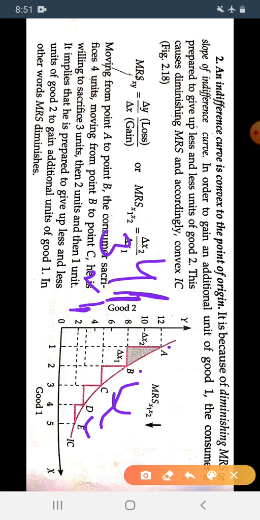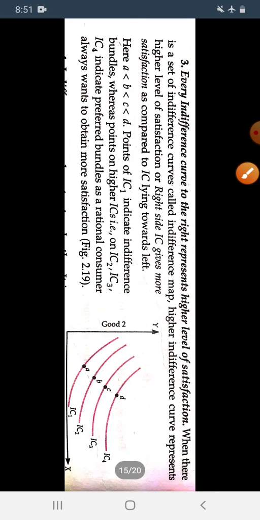It implies that he is prepared to give up less and less units of good 2 to gain additional units of good 1. For that purpose, MRS, the marginal rate of substitution, is declining, and it is the reason for the slope of the indifference curve, which is convex to the origin. Now the next property is that every indifference curve to the right represents a higher level of satisfaction.